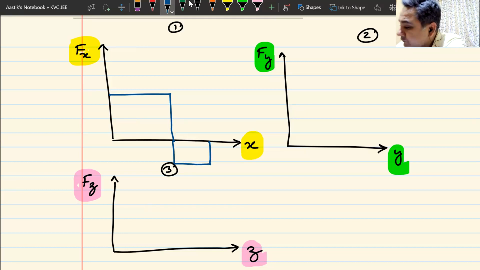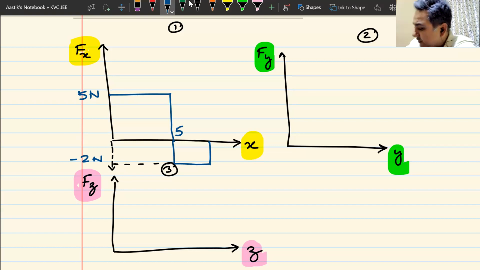this is the graph of Fx along x. Now everything is plotted in SI units. So this force is, let us say, -2 newtons. This is, let us say, 5 newtons. This position is, let us say, 5 meters, and this position is, let us say, 8 meters. So this is graph number 1.